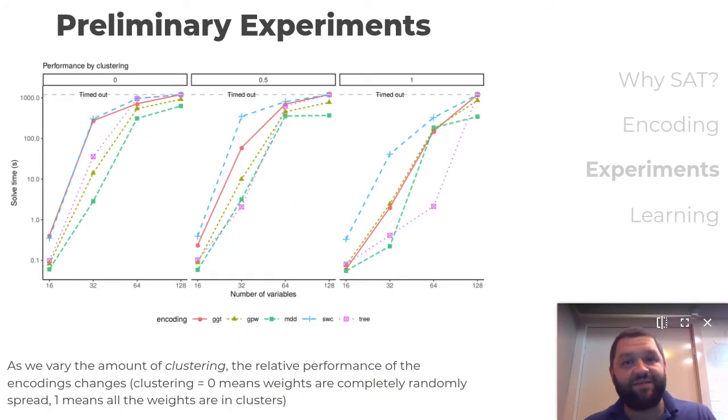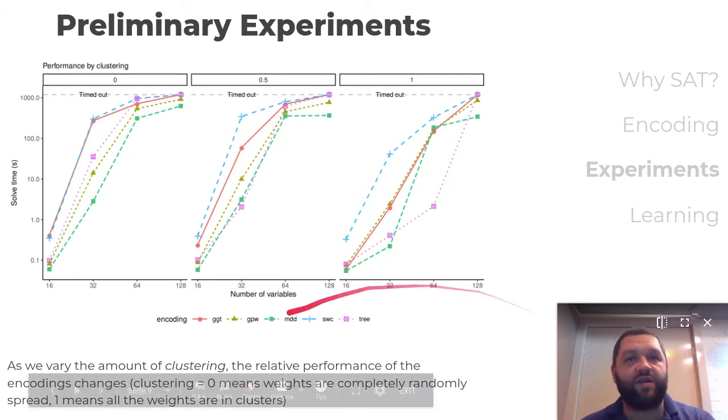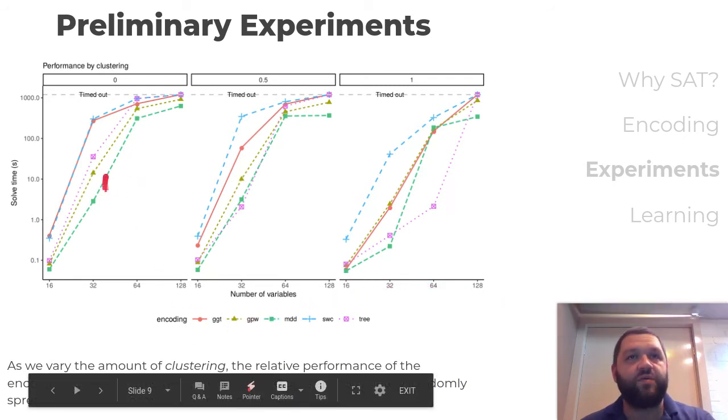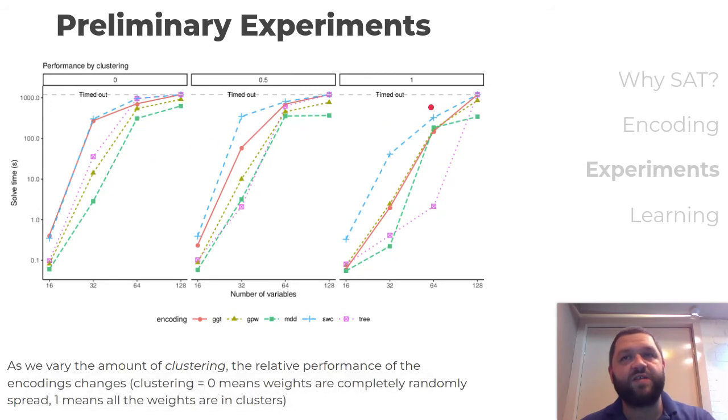I then ran Savile Row with each of the PB encodings that are available in turn, and was able to start looking for which aspects of the problem instance affected the relative performance of the different encodings. For example, in this graphic, if we look at the GGT encoding, which is the red one, we can see that as the coefficients became more and more clustered, this encoding became more and more competitive.